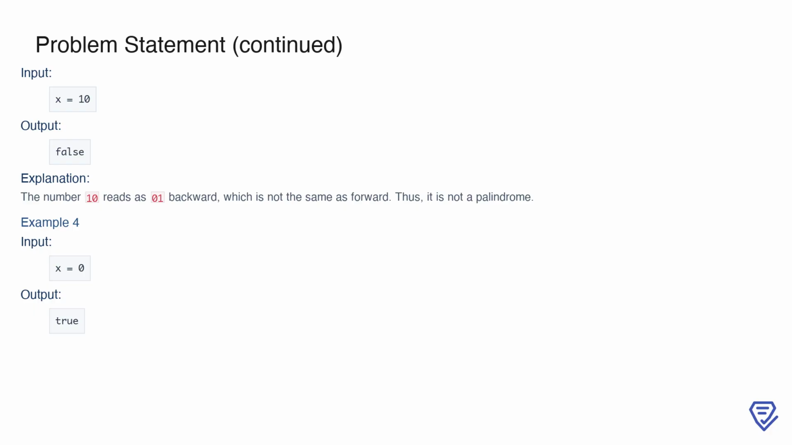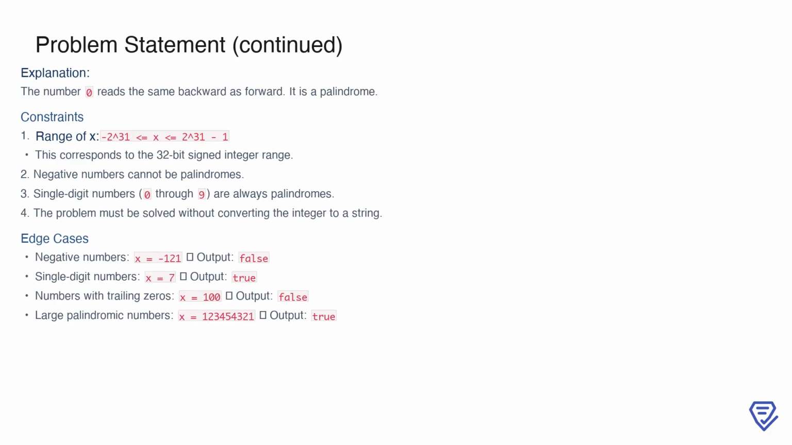On the other hand, if the input is x equals 0, the function returns true. This is because reversing a single-digit number always results in the same number, making it a palindrome by definition. To summarize, the number 0 is a palindrome because it reads the same backward as forward.